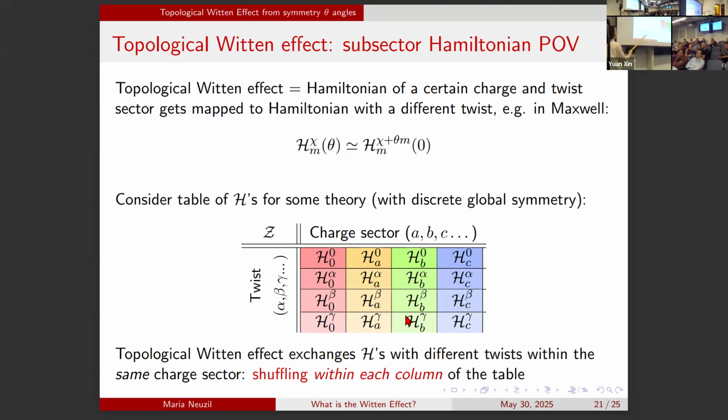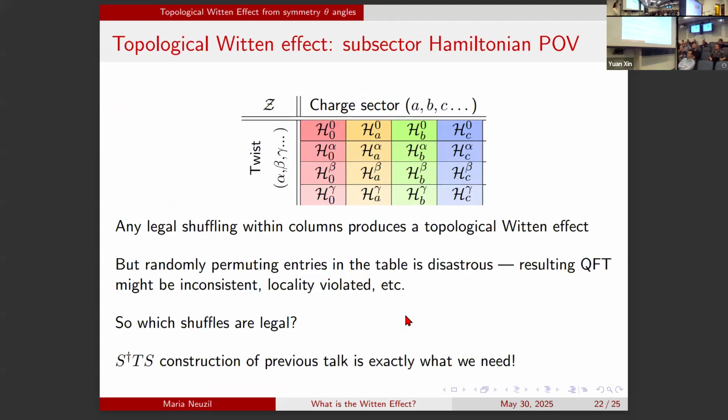And the topological Witten effect is going to mess with the twists while preserving the charge. As you can see here, the charge label does not change as you do this redefinition. So in terms of this table, the columns are going to be shuffled within themselves, a vertical shuffle. In the Maxwell case, there was a particular prescription for how you do this shuffling based on theta and the magnetic charge. But in general, if you come up with some other way to shuffle this table, you would also call that a topological Witten effect.